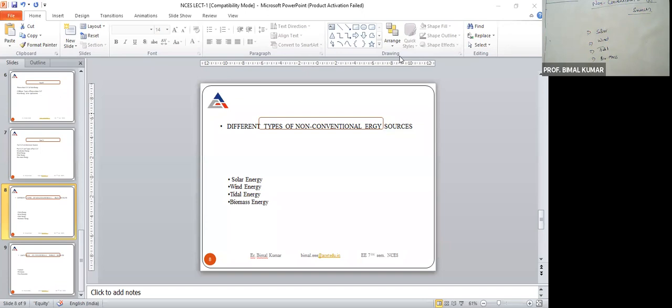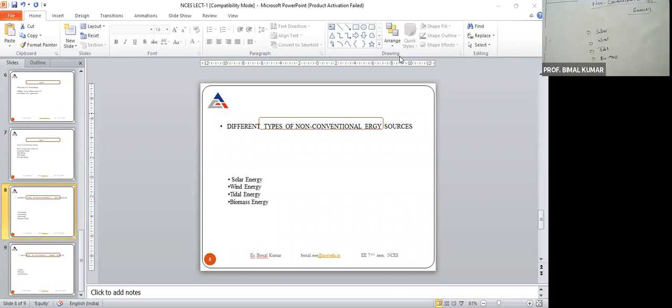Yes. Now, first topic of this syllabus, different types of the non-conventional energy sources, right? What are the conventional types of the energy sources? First of all, that are petrol, diesel, coal. These are conventional types of the energy sources, right? These are available in market now for very less time period, right?